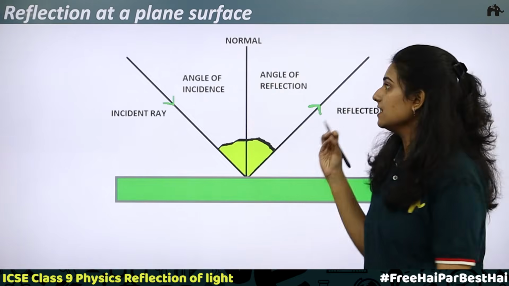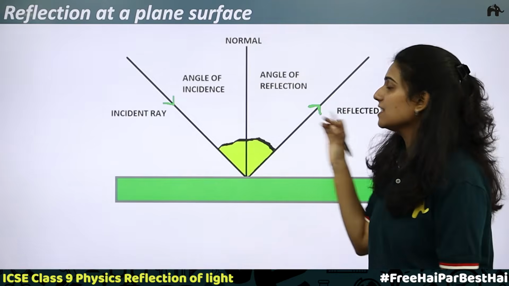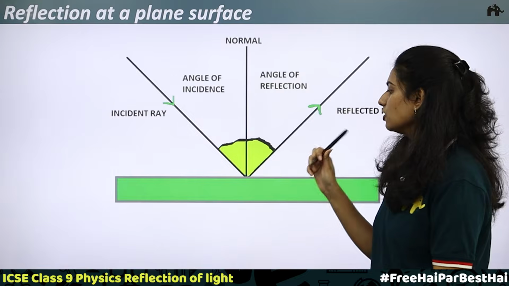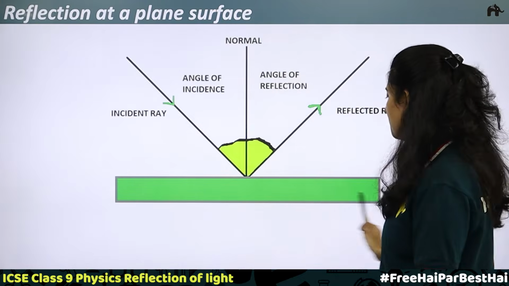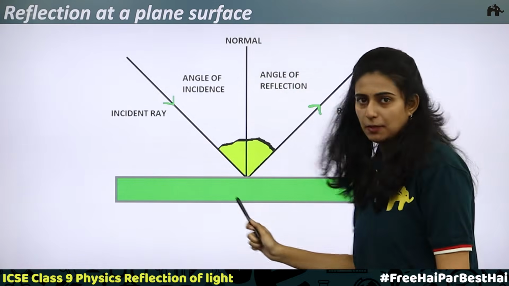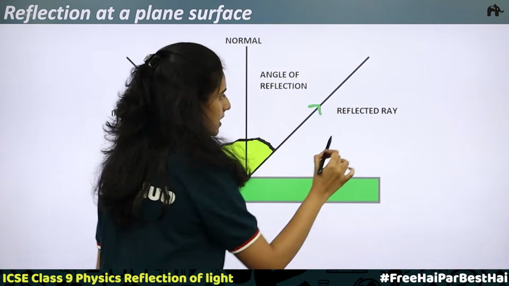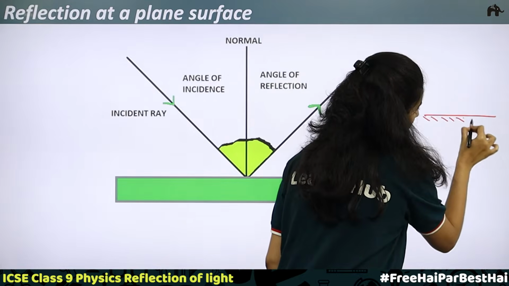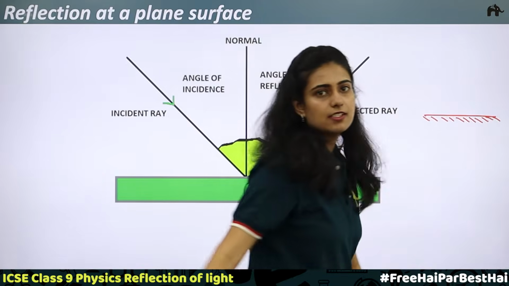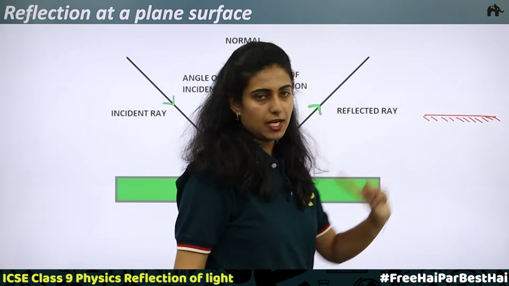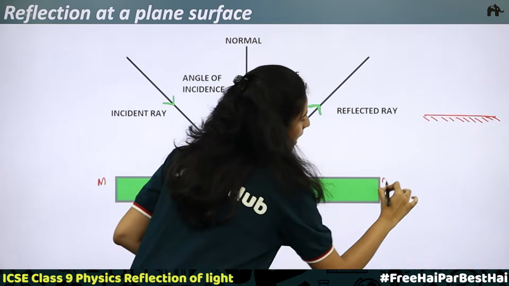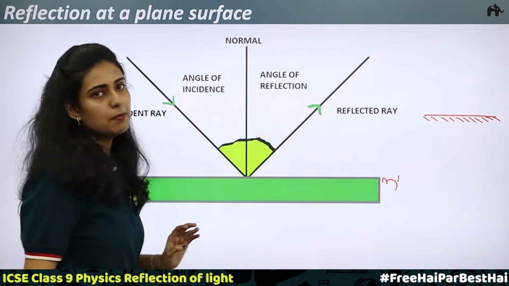Clear? Now let us discuss in detail the reflection at a plane mirror. We have to memorize some important terms here. Here you can see a plane mirror. Normally we represent a mirror as a straight line with shading. This is how we represent a plane mirror. Let us call this M dash. M dash is the plane mirror.